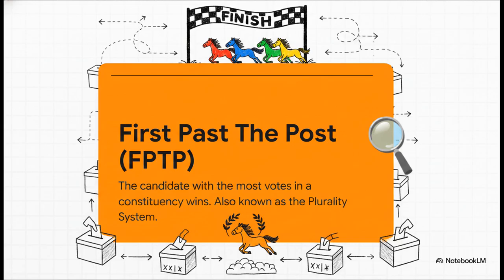Just think of it like a horse race. The winner isn't the horse that wins by the biggest margin. It's just the first one to cross the finish line. In politics, that means the candidate who gets more votes than anyone else in their area, their constituency, wins the seat. It's that simple. And remember this other name for it, it might pop up: the plurality system.